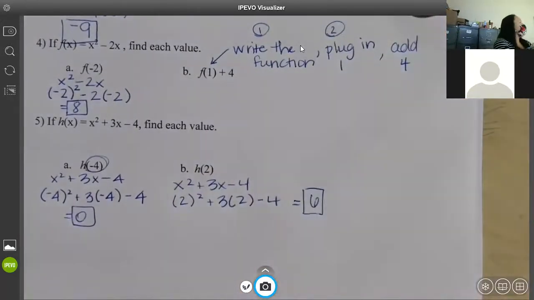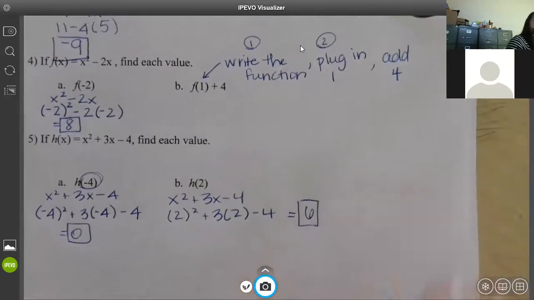Add 4. 3 more, y'all. We're almost done. So again, write the function, plug in 1, add 4. We'll do multiple ones of these throughout the year, so don't stress too much. I don't think there's one like this, there might be one like this on your test, but we reviewed right before and it was exactly the same, okay?